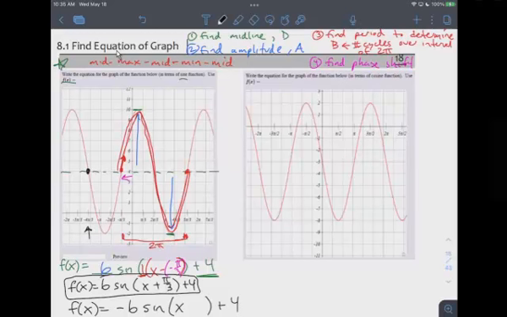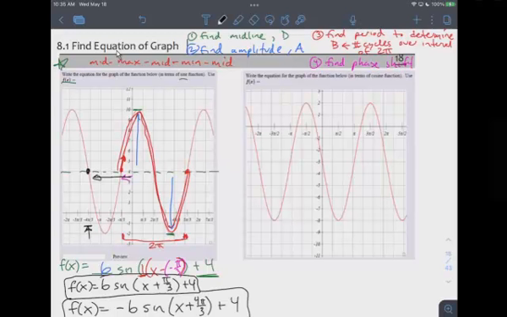And we also have to adjust the horizontal shift, or the phase shift, because now we shifted it how far to the left? We shifted it a total of minus a minus, so plus 4 pi over 3. So this form right here would also work. Those are two equations that represent that graph.